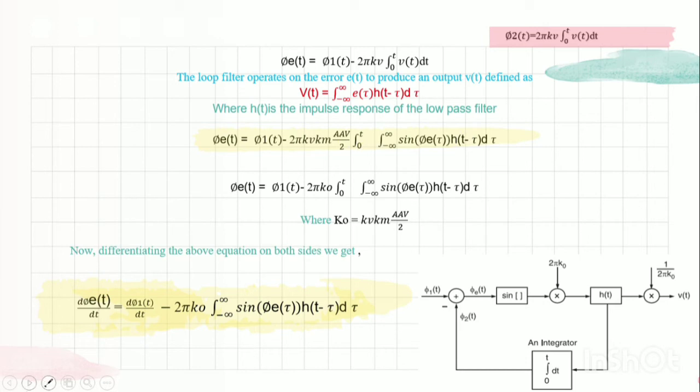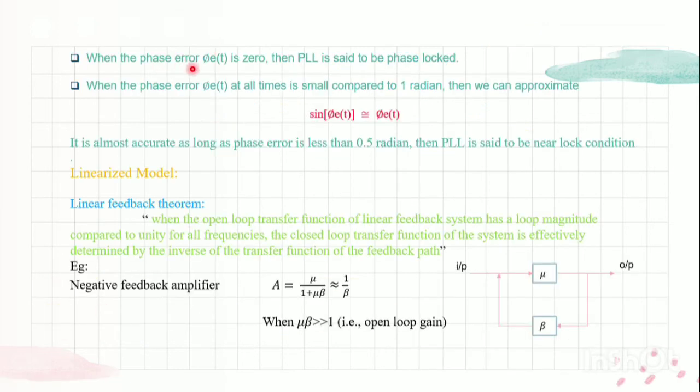Next, when the phase error is 0, then the PLL is said to be locked. That means our VCO output and our incoming frequency have no phase difference. And if the phase error at all times is small compared to 1 radian, then we can approximate sin φₑ(t) as φₑ(t), and it is almost accurate as long as the phase error is less than 0.5 radian. Then the PLL is said to be in near lock condition.